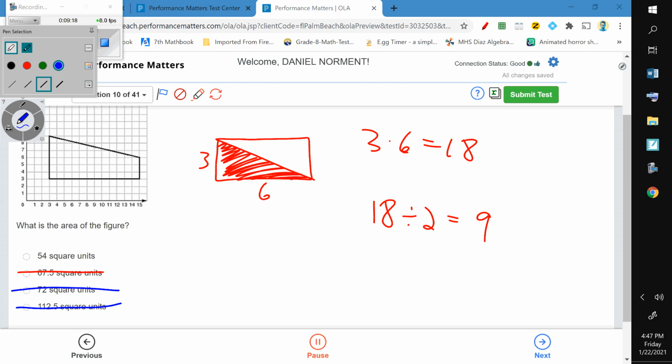What's the area of this shaded part in blue? Well, it's exactly the same thing. It's also 9. And 9 plus 9 is 18, which is the total area of the rectangle. Now, why am I telling you that? Because the area of a triangle, the formula is length times width divided by 2. Now, why is that important? Because notice this shape right here.